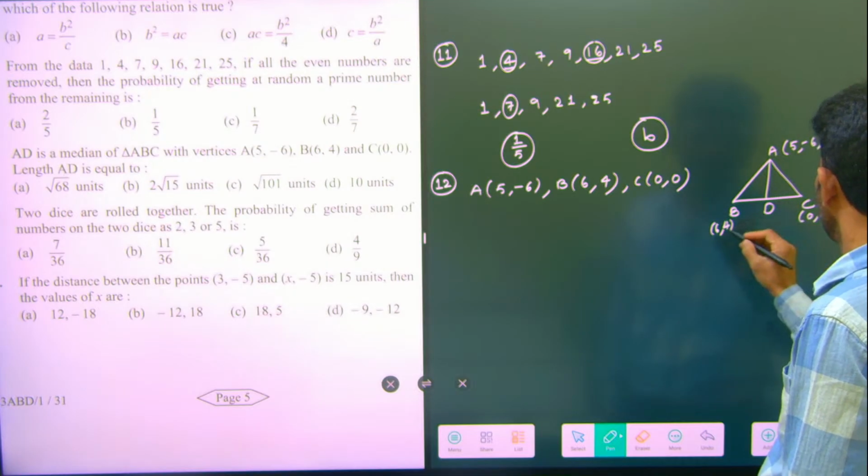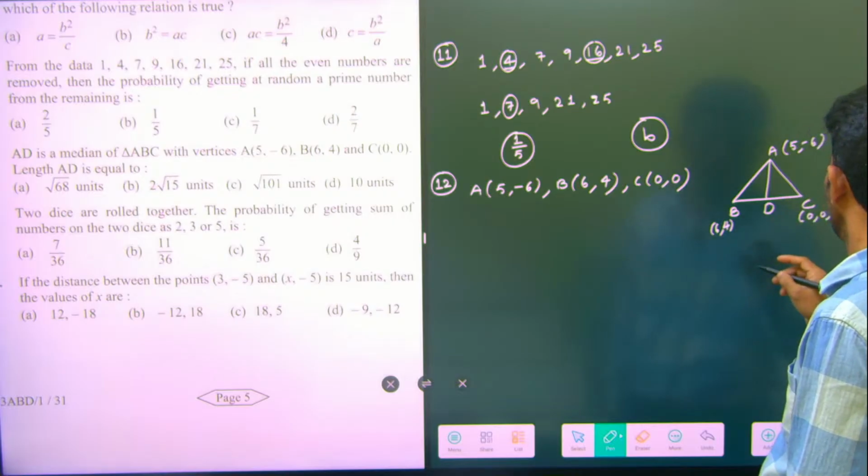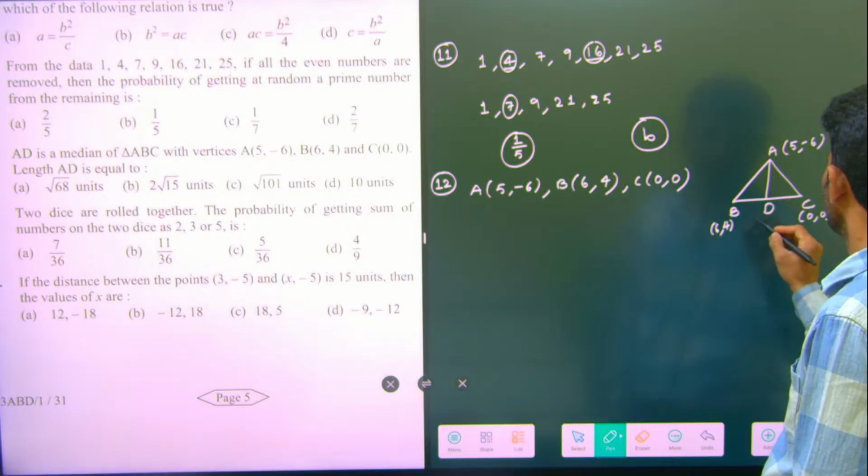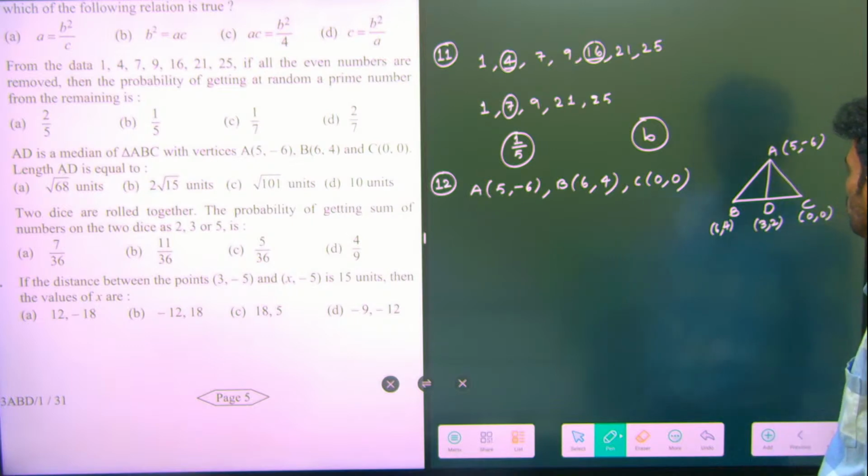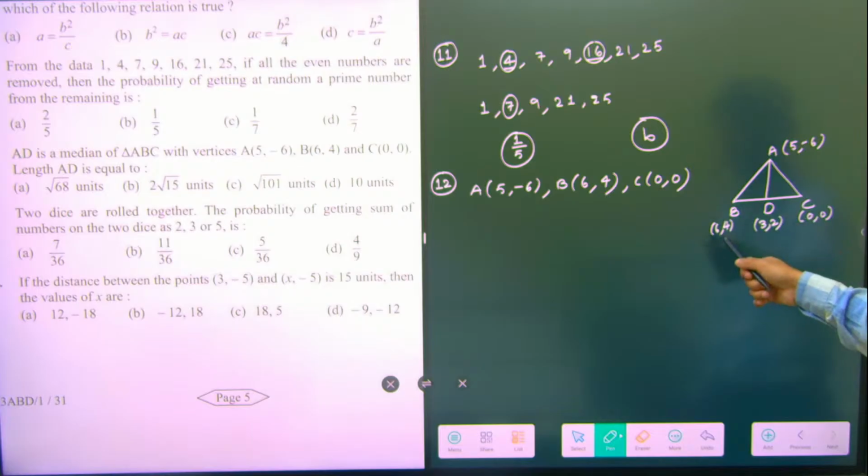So here the midpoint will be 6 plus 0 by 2, which is 3, and 4 plus 0 by 2, which is 2. So it is 3 comma 2. Midpoint is going to be 3 comma 2. I used the midpoint formula here.